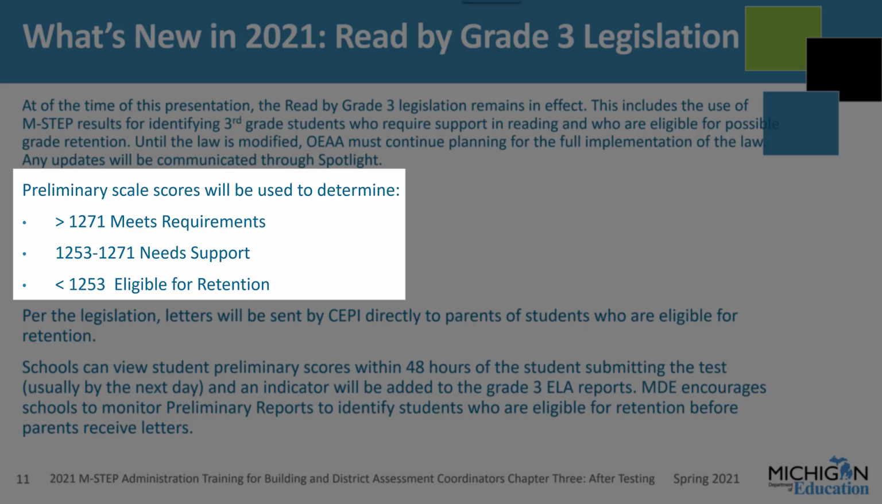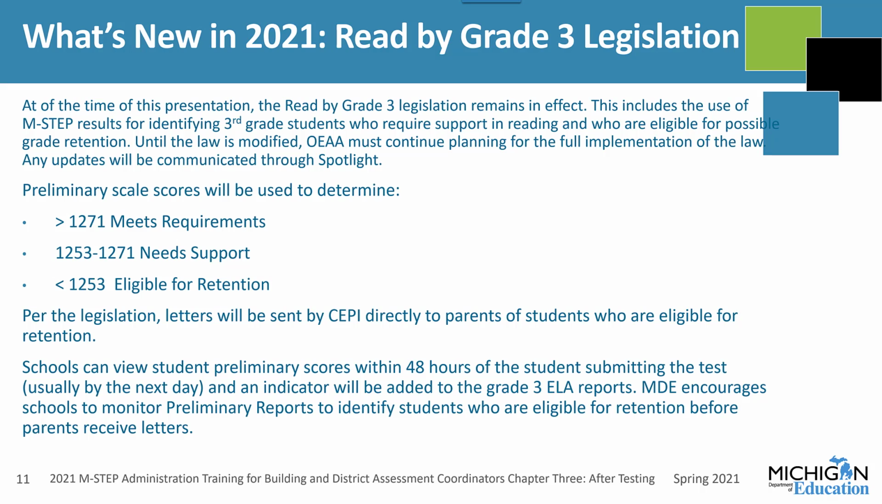You can see here students scoring higher than 1271 will meet the requirements of the law. Students scoring between 1253 and 1271 will be identified as needing support, and students scoring below 1253 will be eligible for retention. According to the requirements of the legislation, letters will be sent by CEPI directly to parents of students who are eligible for retention.